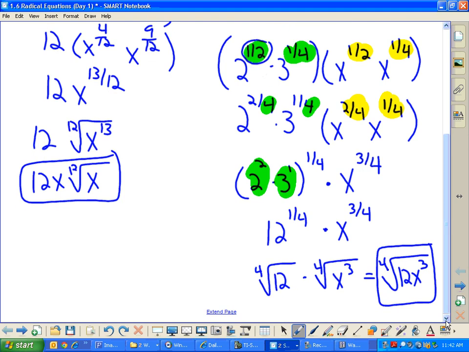So my next step down, because hey, this person said, hey, I want my answer as a radical. I had to rewrite 12 to the 1/4 as the 4th root of 12. And x to the 3/4 is the 4th root of x cubed. Now, because my indices are the same, product property away. Multiply 12 times x to the 3rd. You get 12x to the third, all underneath your fourth root.